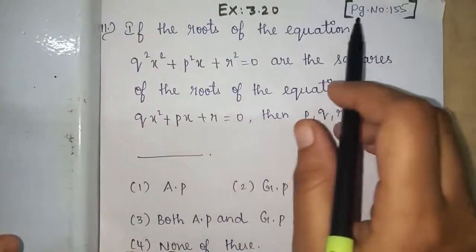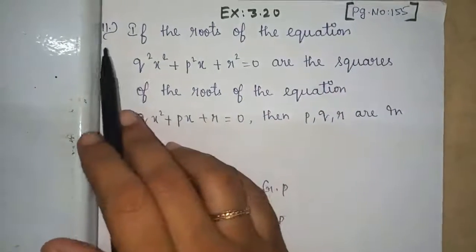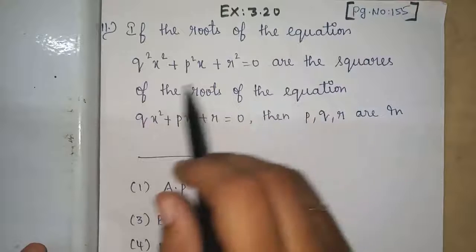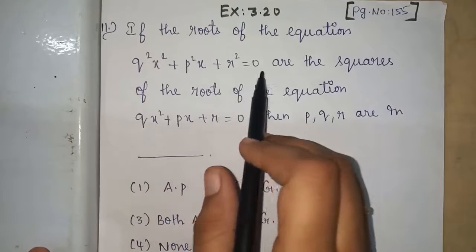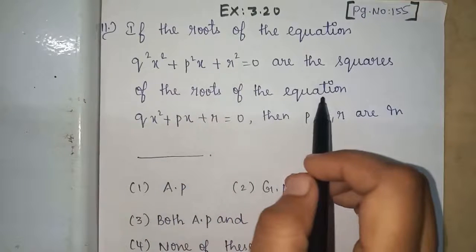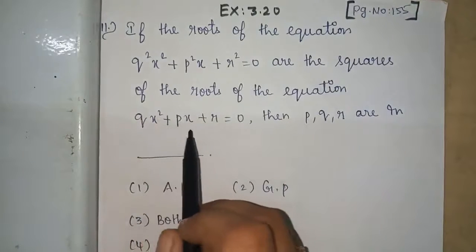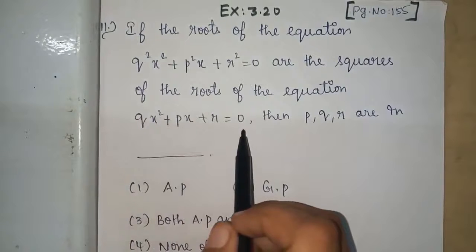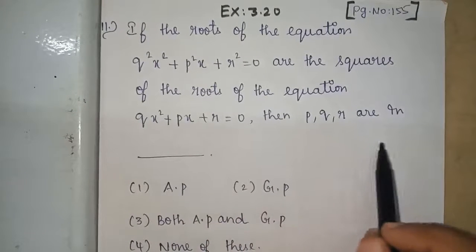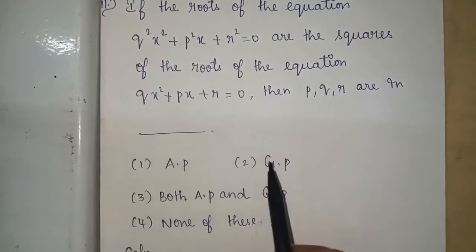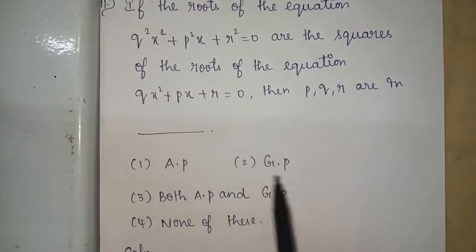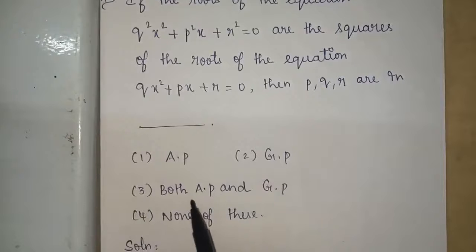Exercise 3.20, page number 155, 11th question. If the roots of the equation q²x² + p²x + r² = 0 are the squares of the roots of the equation qx² + px + r = 0, then p, q, r are in dash. First option AP, that is arithmetic progression. Second option GP, geometric progression. Third one is both arithmetic progression and geometric progression. Fourth one is none of these.